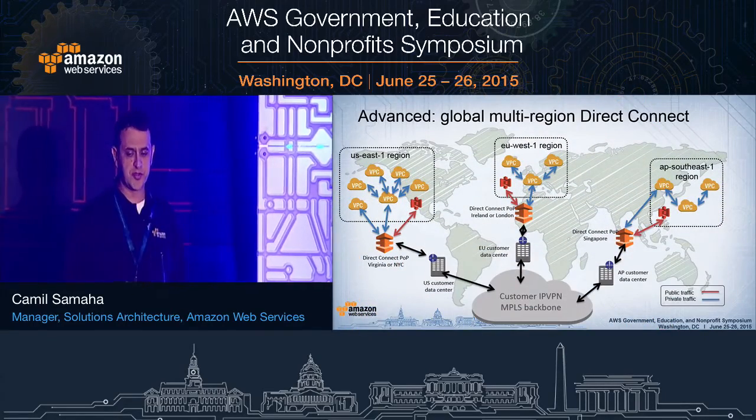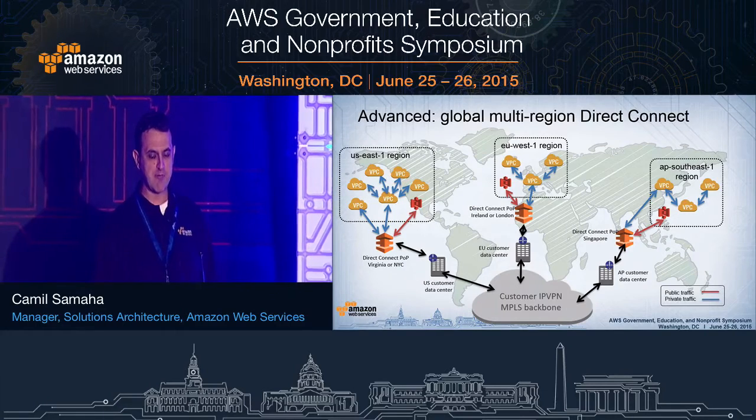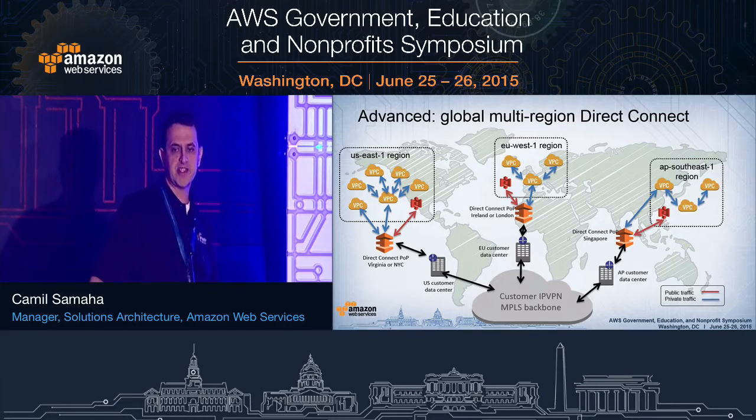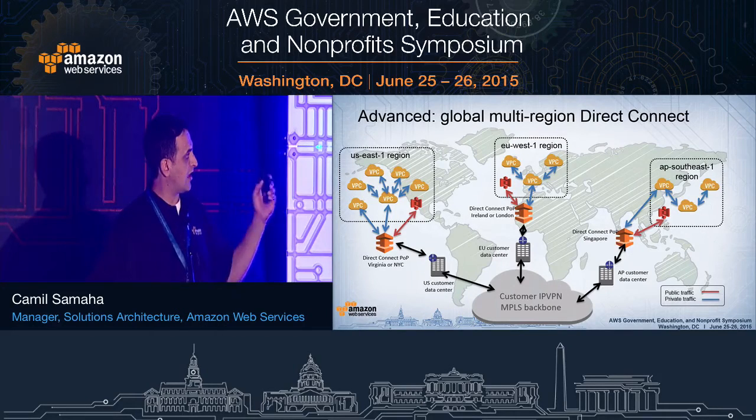All right, and I just wanted to show a more advanced configuration that is typically used by global organizations where you have multiple connections to multiple Direct Connect facilities around the globe. And in that case, you also have the ability, as I'm showing, to set up both public and private virtual interfaces in all those different regions, and also leverage VPC peering to connect the different VPCs in the different accounts globally.